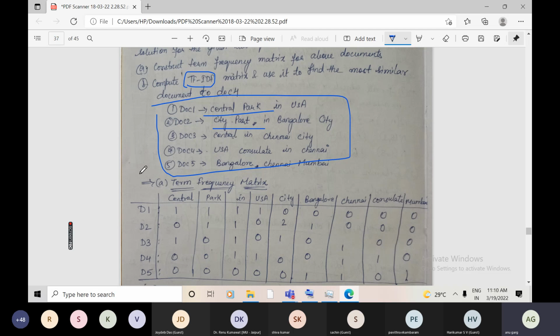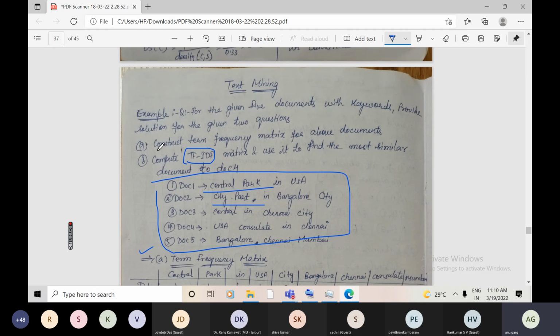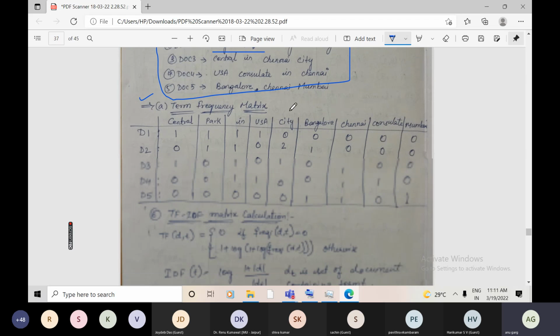Then the first step is what they have given in the question itself: construct a term frequency matrix. I have taken this from a previous question paper. This is how it is given in the question. You should write down the term frequency matrix.